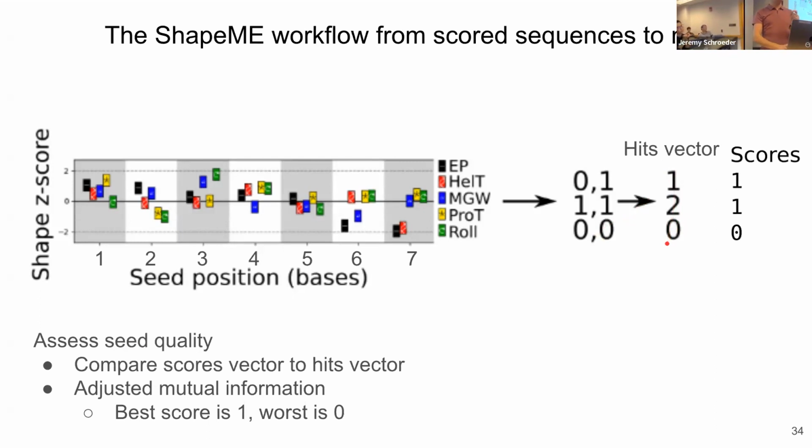And now this becomes very useful. And this is really the heart of ShapeME, if you will, where we can take this hits vector of just categories and compare it to the scores vector that you gave to ShapeME. Right? That's your ground truth. And we do this comparison using a metric called adjusted mutual information, where if knowing this hits vector gives us perfect predictive power for predicting these scores in the scores vector, the adjusted mutual information score is 1. If there's no information shared between them, the score is 0.